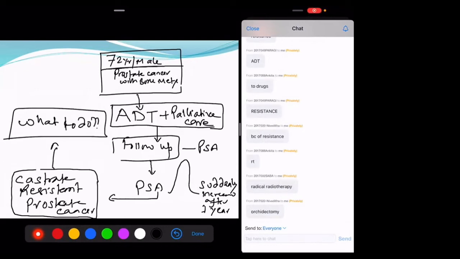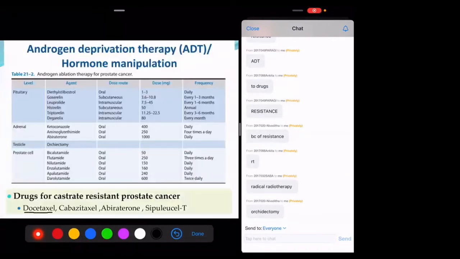Now what to do, guys? Now we have to give second line drugs. Still the patient is a case of metastatic cancer prostate. The first line ADT was resistant. Now we have some second line drugs, and those second line drugs are docetaxel, cabazitaxel. These are anti-cancer drugs. Abiraterone, I will explain, and sipuleucel-T. These drugs are used in different combinations.